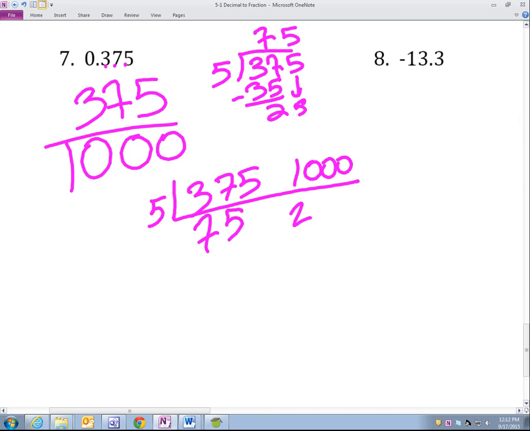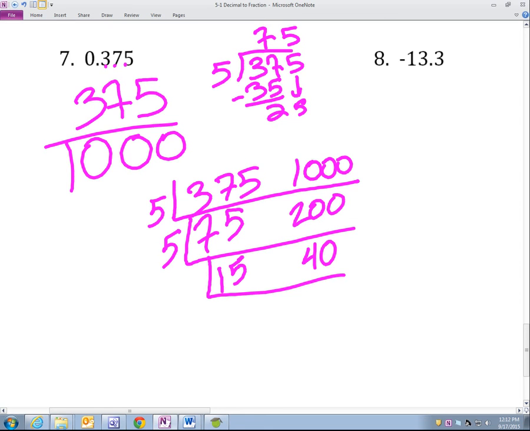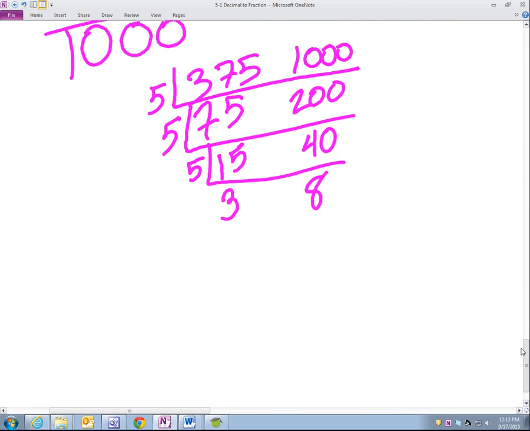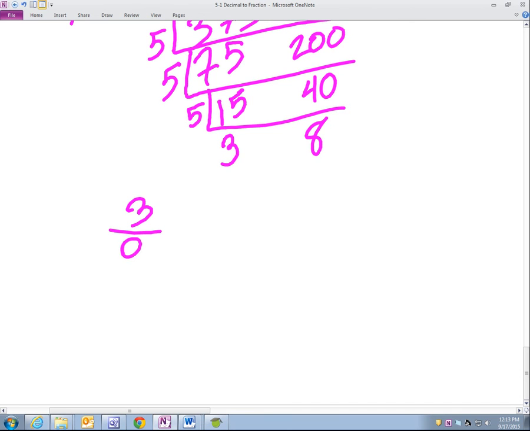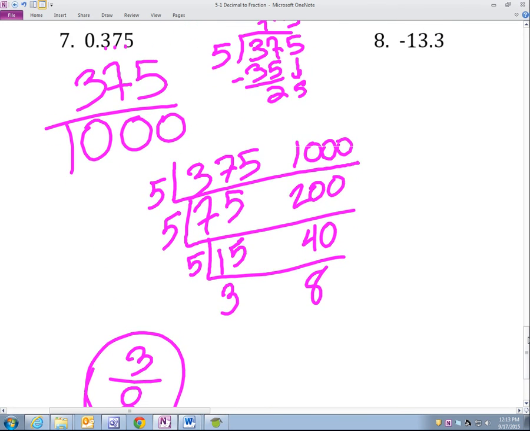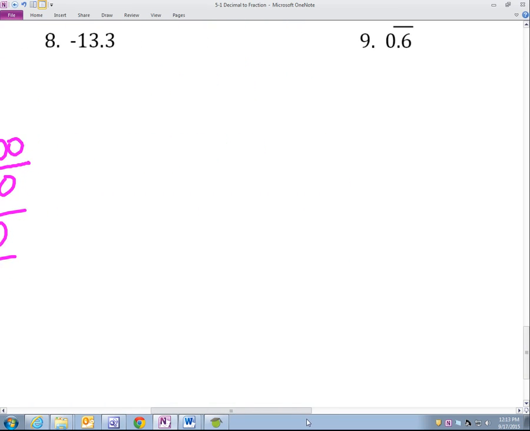So then we have 200. We can reduce again. So that's 50, 15. Okay, that one is 40. I can reduce again. So I know that I have 3/8, so it's just 3/8. You're making decimals into fractions and then reducing. This one here, do those two. I'm going to give you literally a minute to do those two.